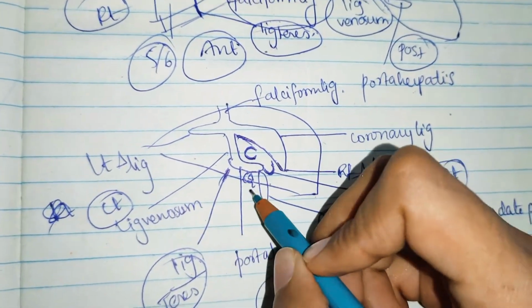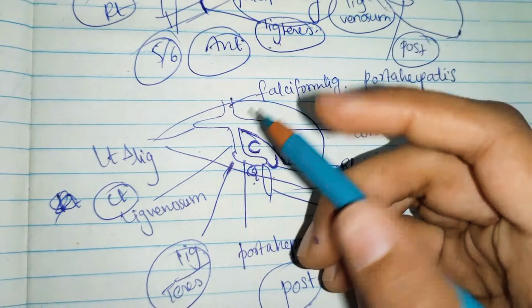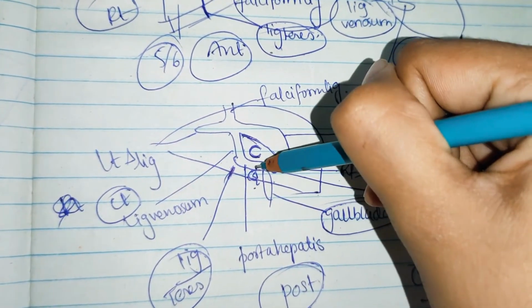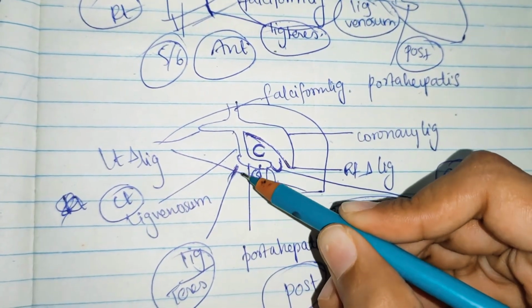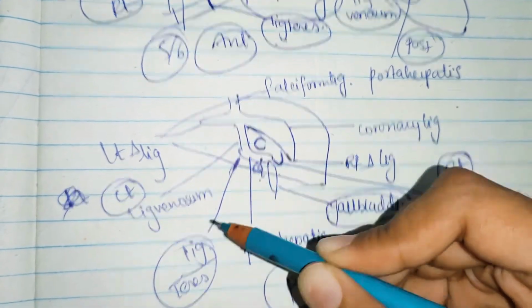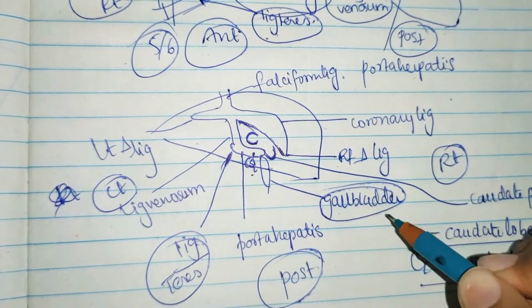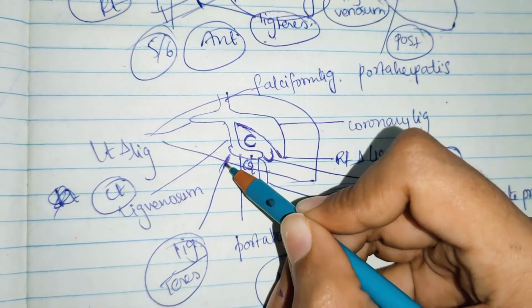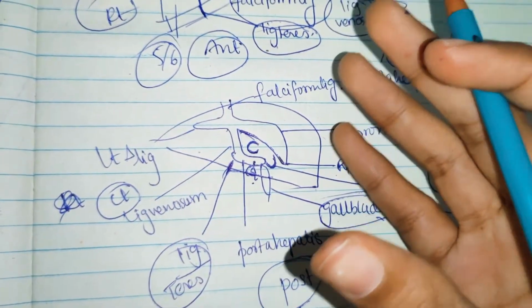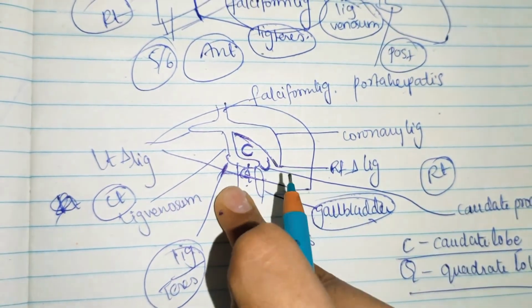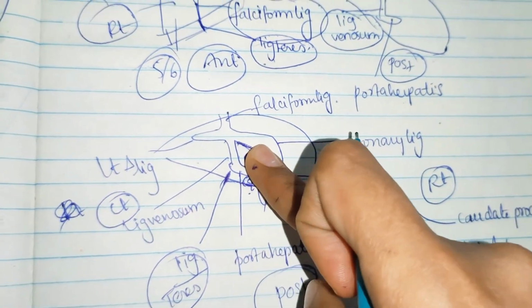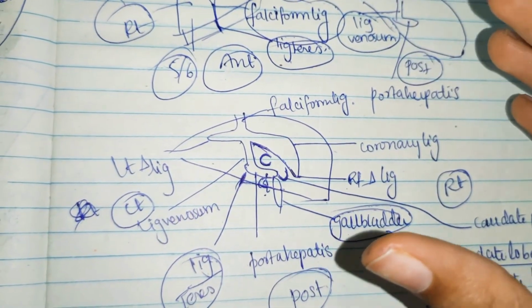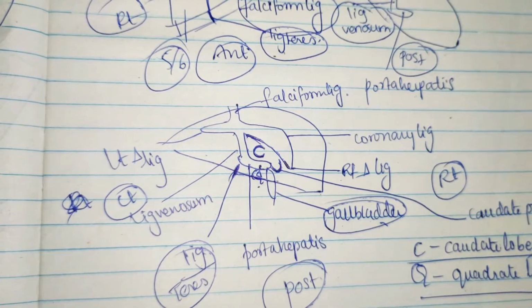Okay, quadrate lobe, just by seeing the diagram you can say superiorly it is having porta hepatis. Towards the left side it is having ligamentum teres. Towards the right side it is having gallbladder. Inferiorly it is having inferior border of the liver. So very simple. This is a quadrate lobe. This is a caudate lobe. So that's it. You need to know about these caudate and quadrate lobes.